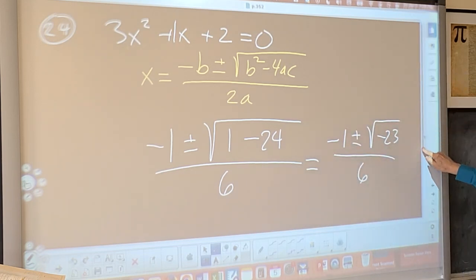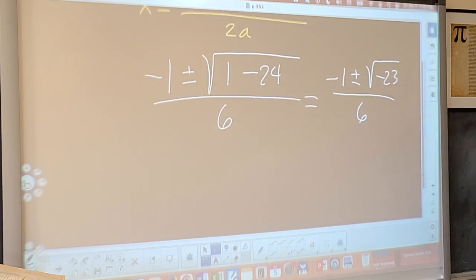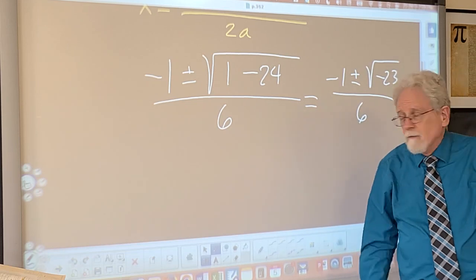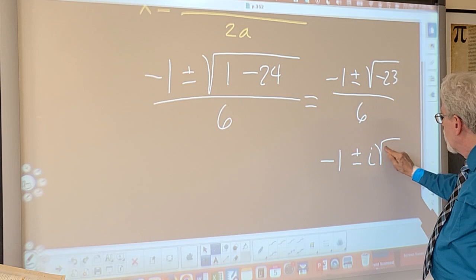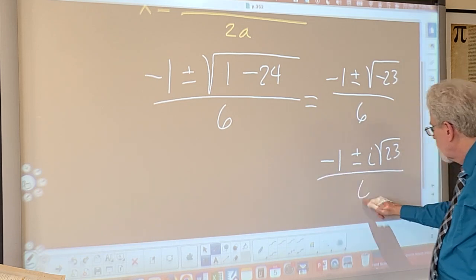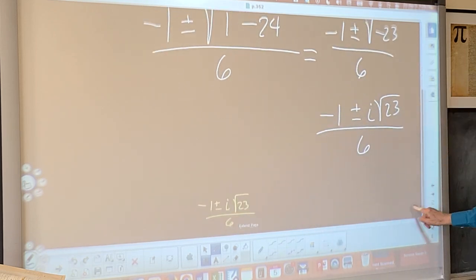You know, there's a nice thing about radicals that can't be simplified. The nice thing about them is you don't have to simplify them. Negative 1 plus or minus i square root of 23 over 6, and we are done. And yep, got it. Okay, no careless mistakes. I'm on a roll here.